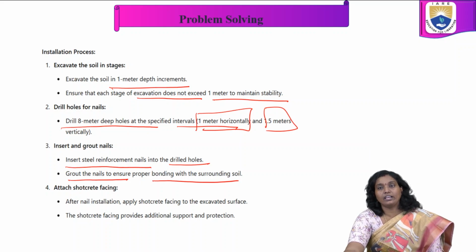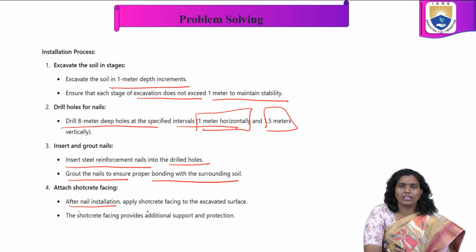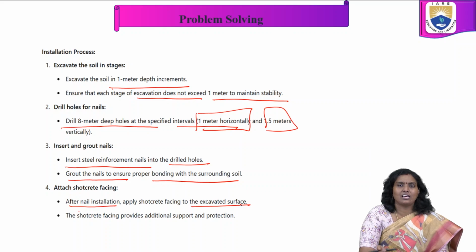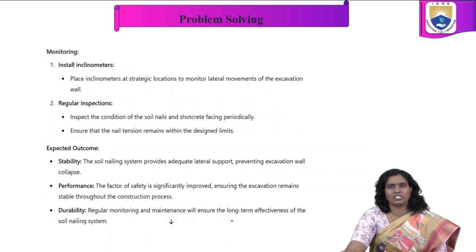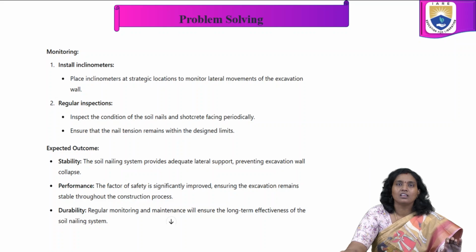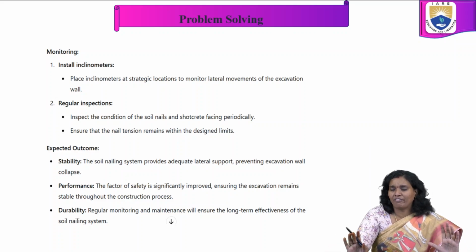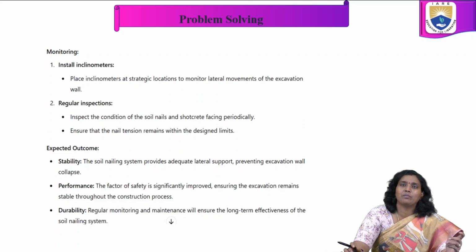Attach shotcrete facing. After nail installation, apply shotcrete facing to the excavated surface. The shotcrete facing provides additional support and protection. So this is the installation procedure. After the installation procedure, we move on to monitoring. Install inclinometers and carry out regular inspections, which help us know whether the structure is within the design limit or not. It gives a better understanding.